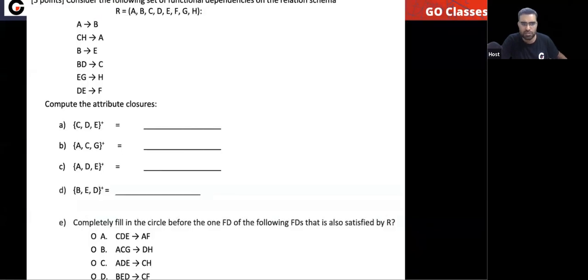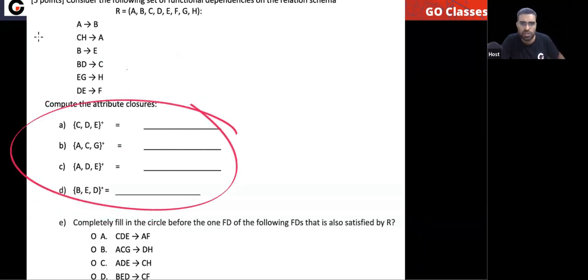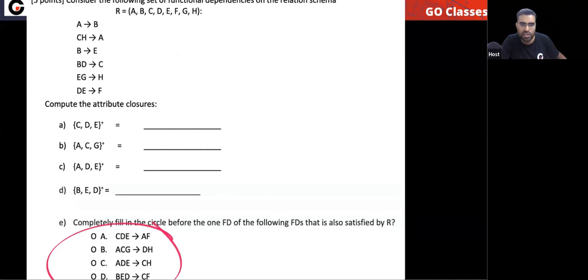Tell me the answer for this question. Some functional dependencies are given to you. The question is asking to find the closure. This you can easily do, right? Now tell me about this one. The question is asking to fill the circle before the FD that is satisfied by R. Basically, we want the FD which is satisfied by R. Means from these, which FD is satisfied by R? This relation is given to you.